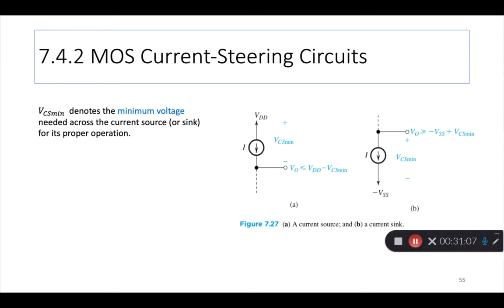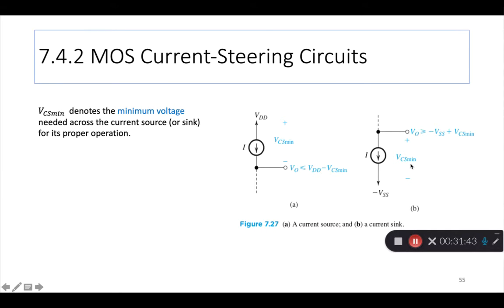One last thing, and then we'll move on to BJTs. VCS minimum denotes the minimum voltage needed across the current source or sink for its proper operation. So what should the current source or sink voltage be? Minimum voltage, so that they are in saturation. V output here has to be less than VDD minus VCS minimum, where VCS minimum denotes the minimum voltage.